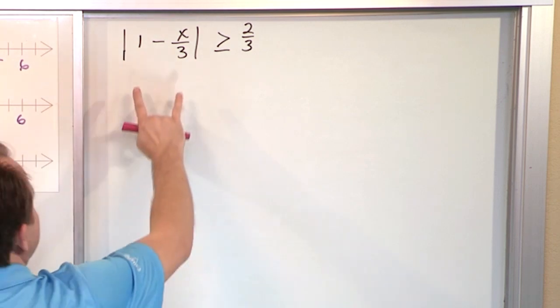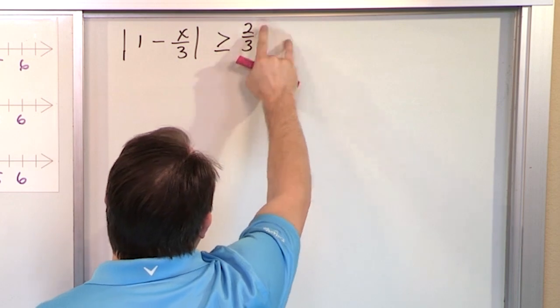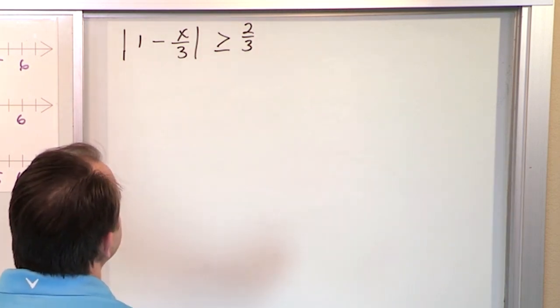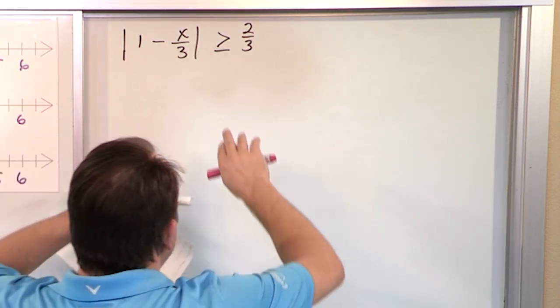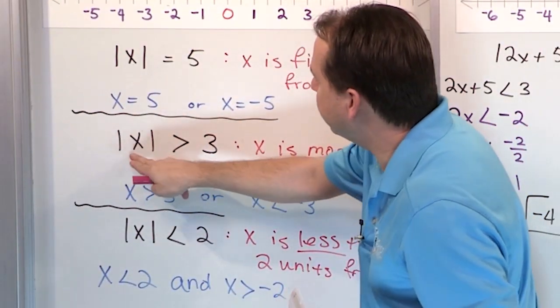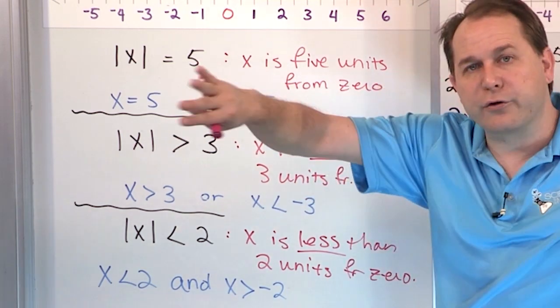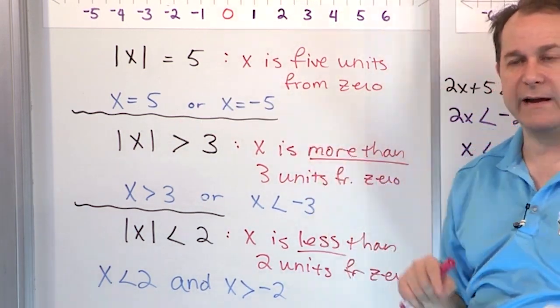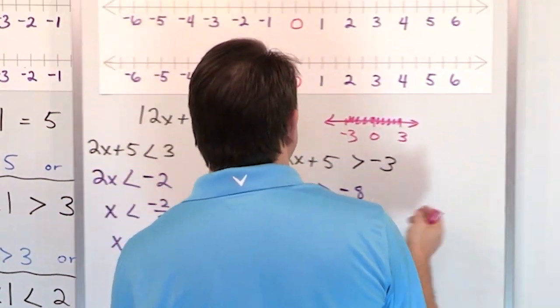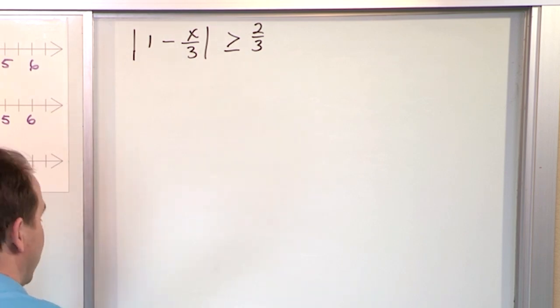So what we're saying is this expression of x has to be more than or equal to 2/3 of distance units from 0. So when you have a greater than symbol like this, you're in this case where the expression is more than so many distance units. That means that it has to be farther away. It's going to be going in plus negative directions. So it's the opposite case of what we had for problem number 1, which means it's an or type of situation.